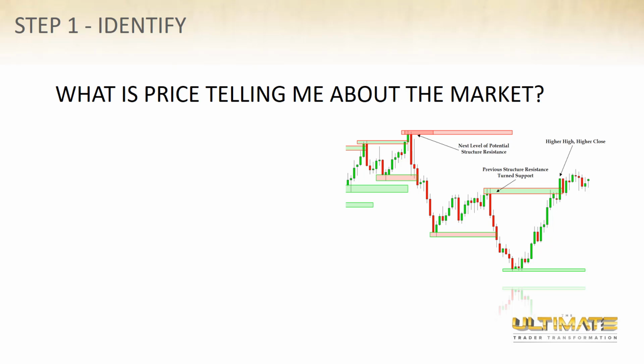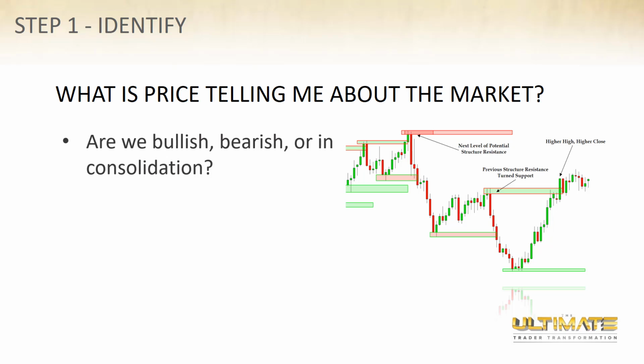Now, the main question that we want to ask ourselves during this step is, what is price telling me about the markets? And that means looking at a price chart and asking ourselves a few questions. Are we bullish, are we bearish, or in consolidation? So that means going back to our principles that we learned earlier about new structure high, new structure low, outside returns, higher high, higher close, back in the section where we talked about how to read and determine trend.